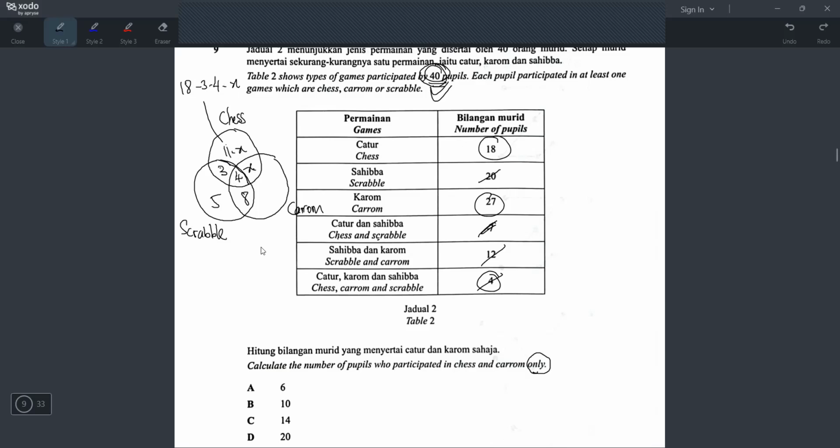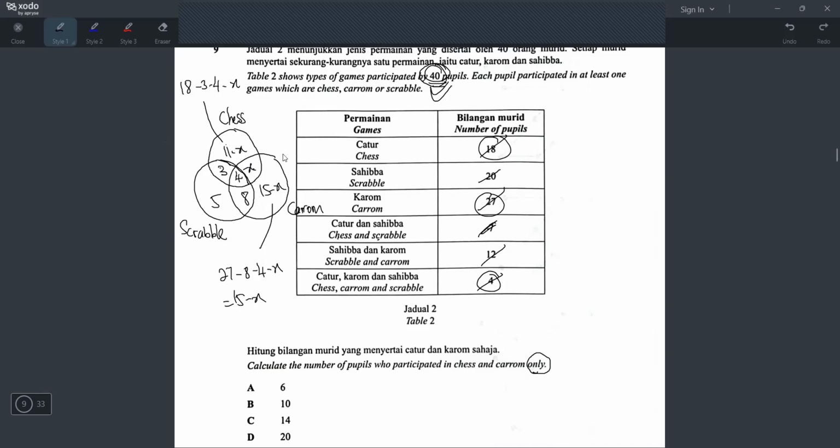Then what about this part? This Carom, the whole thing Carom is what? Carom is 27. So I'll just take 27 minus, don't forget to minus this. So minus 8 minus 4 minus X. So if you press calculator, you will get 27 minus 12, 15 minus X, right? 15 minus X, okay? It means what I'm doing now is, because I realized that I cannot label the 18 and 27, my problem is this. So I assume this to be X so that I can label like that, right?